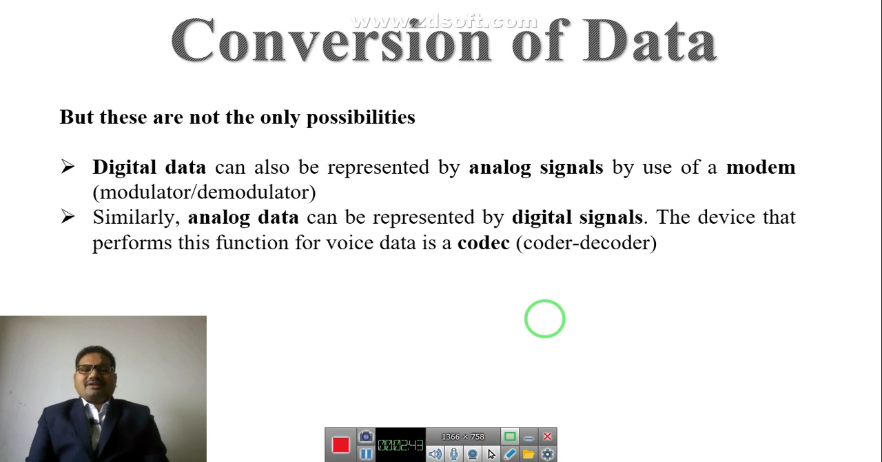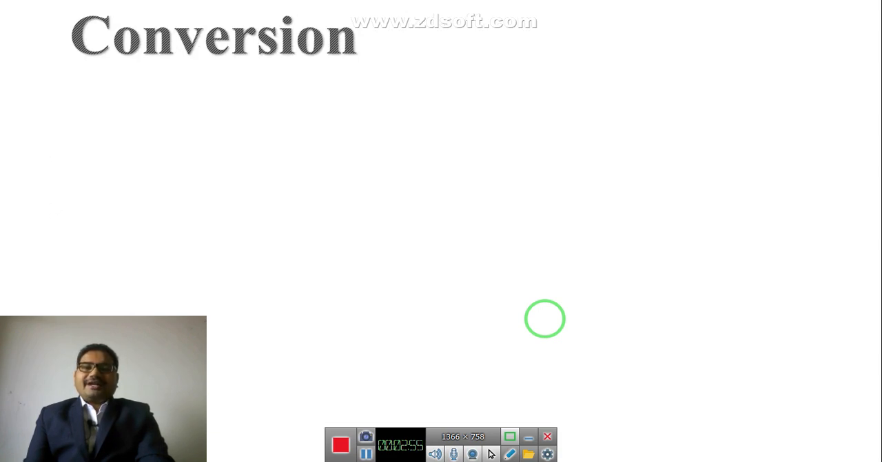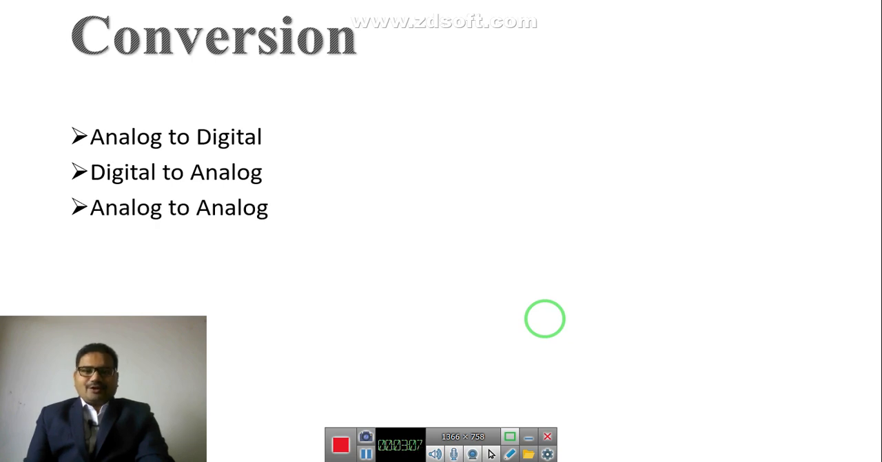Similarly, analog data can also be represented by digital signals, and the device that performs this function for voice data is called a codec. Codec means it is a coder as well as decoder. So the conversion is of how many types? First, analog to digital conversion, then digital to analog conversion, analog to analog conversion, and last, digital to digital conversion.